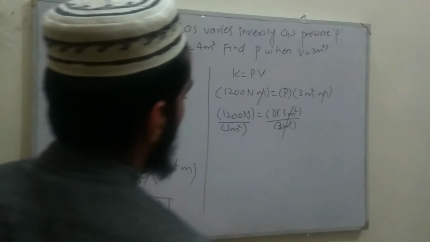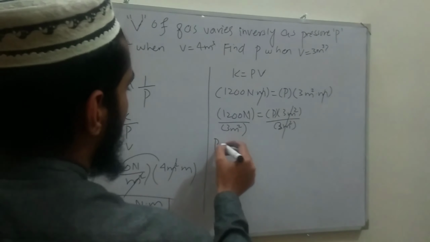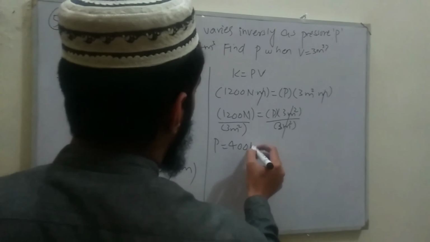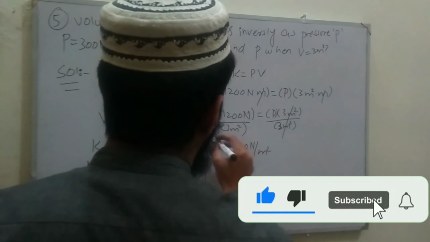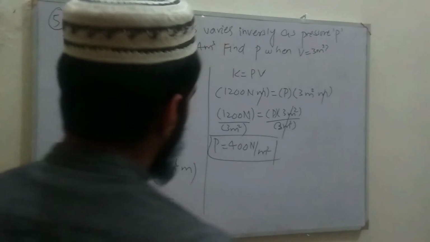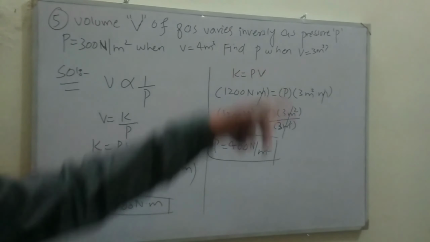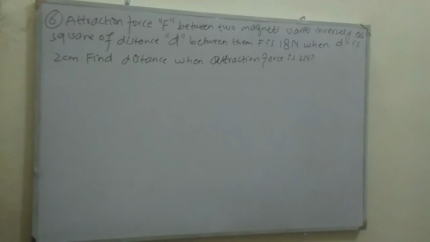3 meter square, we can start with 3 meter square. On the right hand side it becomes pressure is equal to 1200 divided by 3. It gives us 400 Newton divided by meter square. So our required pressure is 400 Newton per meter square when the volume of the given cylinder is 3 meter cube. Now to question number 6 of exercise number 3.5 variation.